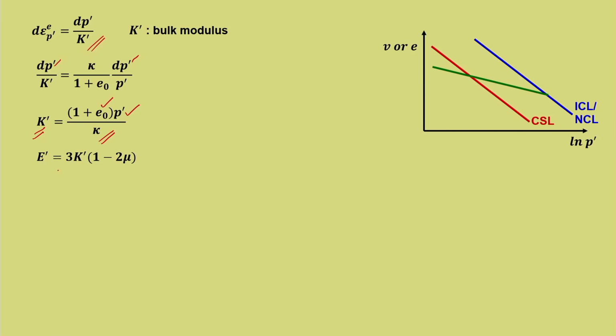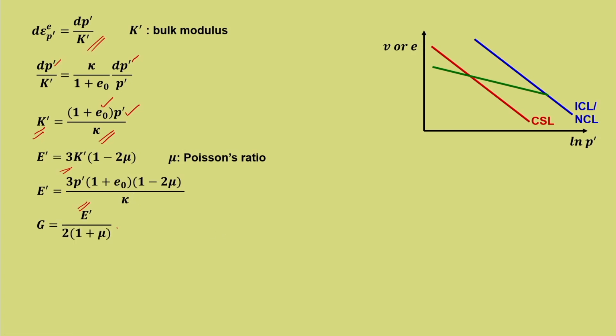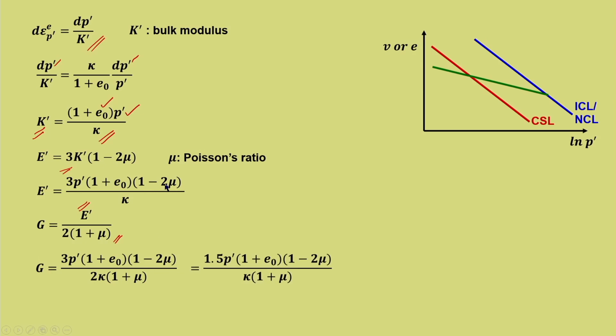Now, we already know the relationship E dash is equal to 3 K dash into 1 minus 2 mu, where mu is the Poisson's ratio. Substituting for K dash, we will get the value for E dash, that is 3 p dash 1 plus e naught 1 minus 2 mu upon kappa. And G, we know it is E dash upon 2 into 1 plus mu. Substituting in the value of E dash, it is 3 p dash 1 plus e naught 1 minus 2 mu upon 2 kappa into 1 plus mu, which can be written as 1.5 p dash 1 plus e naught 1 minus 2 mu upon kappa 1 plus mu.